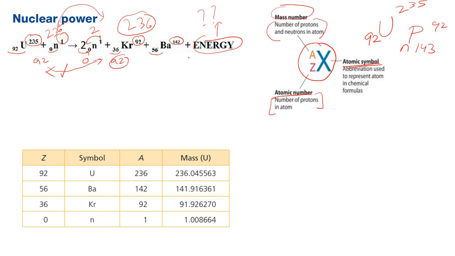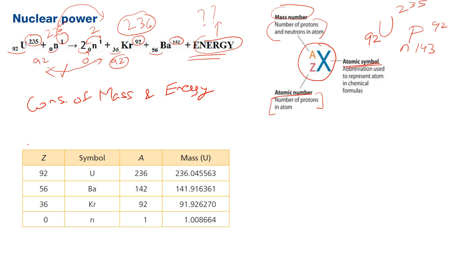Now, how do we find the energy? So the basic principle is that any nuclear reaction or any chemical reaction for that matter follows the law of conservation of mass as well as energy. Which means if I consider the left hand side, the mass of the left hand side has to be equal to the mass on the right hand side. So let's check if that is the case.